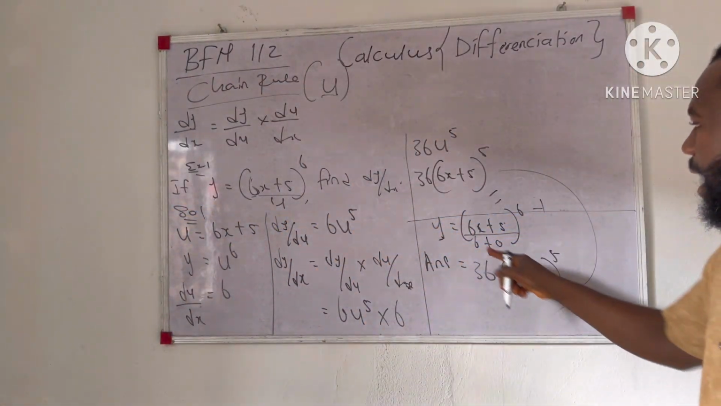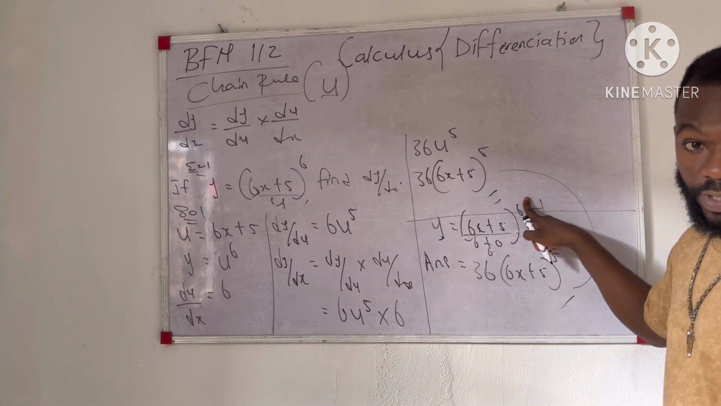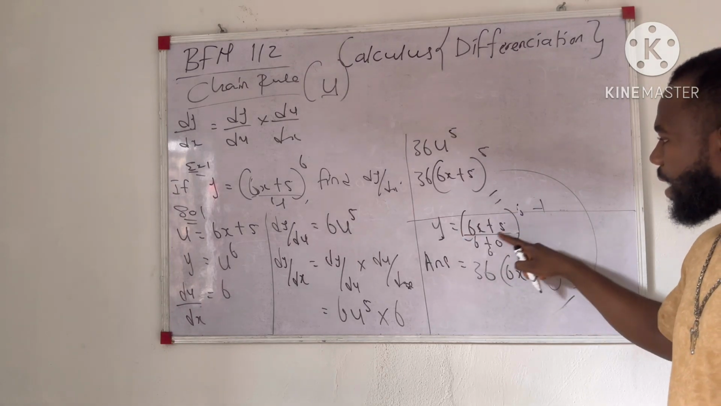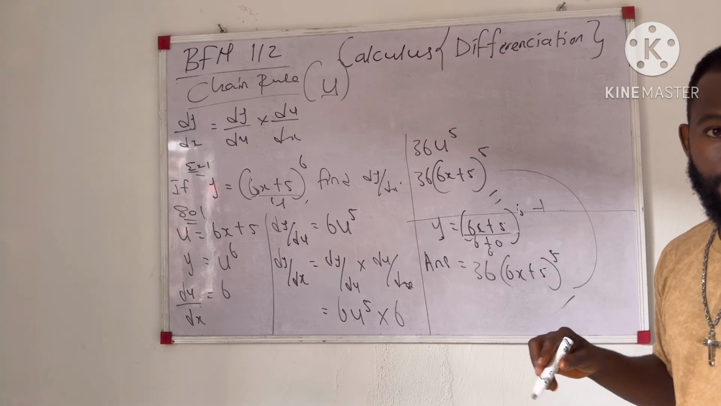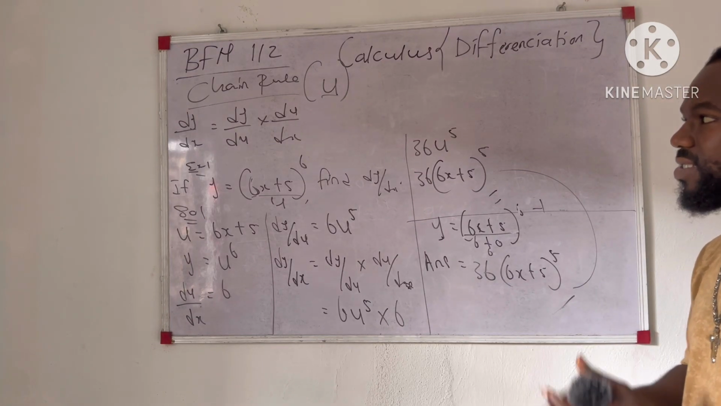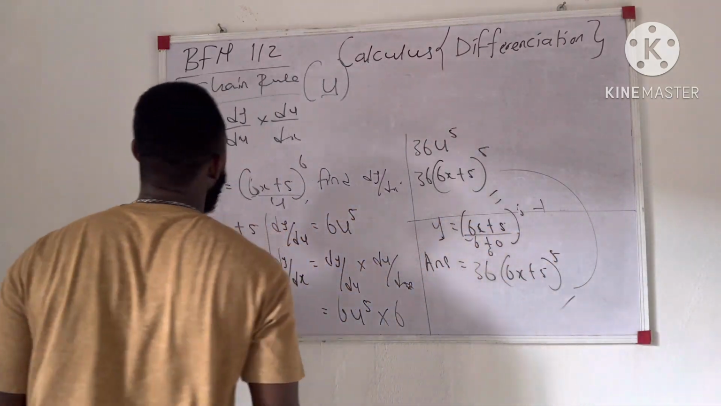How did I do this again? I differentiated everything inside there. I got 6. I used 6 to multiply 6, which is the power, to get 36. Then I copied back the question here, and then I minus 1 from the 6, and then I got what? 5. That gave us our answer. Super.